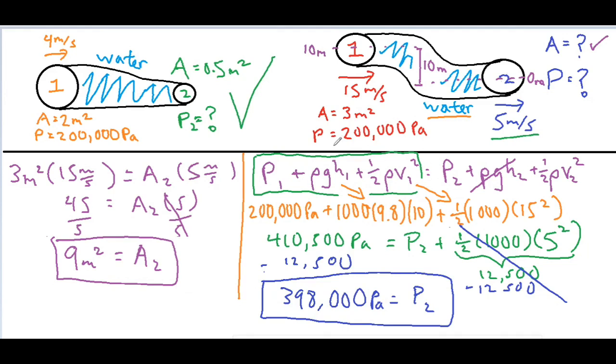Plugged in all the numbers for our left side to find a grand total of 410,500 pascals on the left side, and then plugged everything in on the right, did a little bit of algebra once again to find our final P2. So I hope that was helpful in helping you set up some Bernoulli's equation problems.